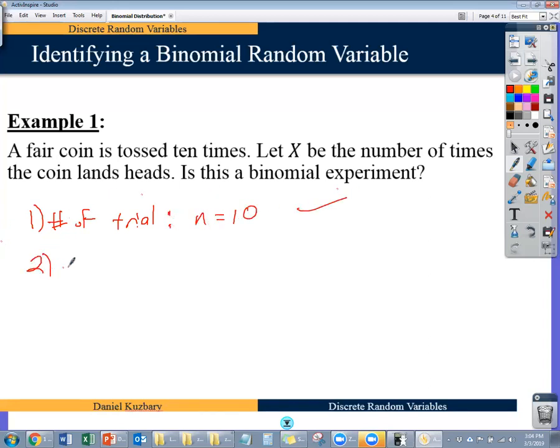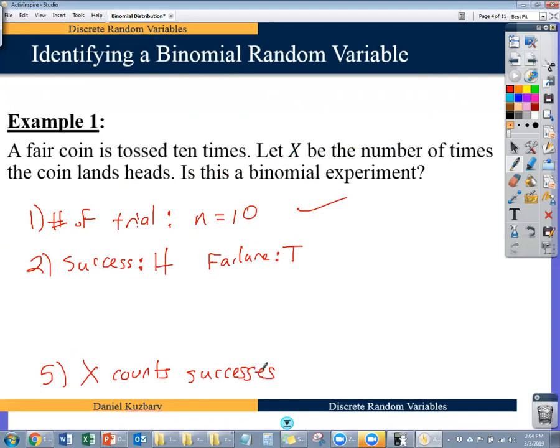The second condition was, is there a success and failure? Yes, the success is going to be heads. The failure is going to be tails. I'm going to go down and do number 5 because we just talked about success and failure. X is going to count the number of successes, which is how we know success is heads. X is counting the number of heads. So that's how we know success is heads, failure is tails. So this is true, this is true.